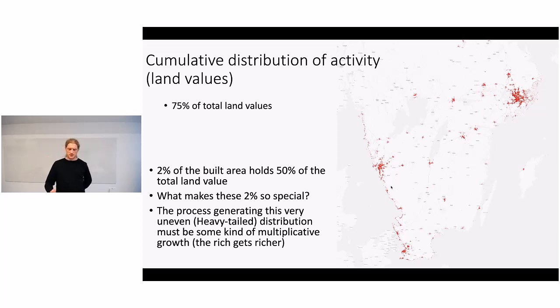And that process that makes them so special, that is generating, as I said, a very uneven or heavy tail distribution. And it must be some kind of multiplicative growth. Multiplicative growth may be best understood by the rich get richer. When you have a lot of money, you can invest and you get a good interest rate and good return, and then you become richer. Because I assume you know that the wealth distribution in the world is very uneven. A few percent of the people hold the majority of the wealth.